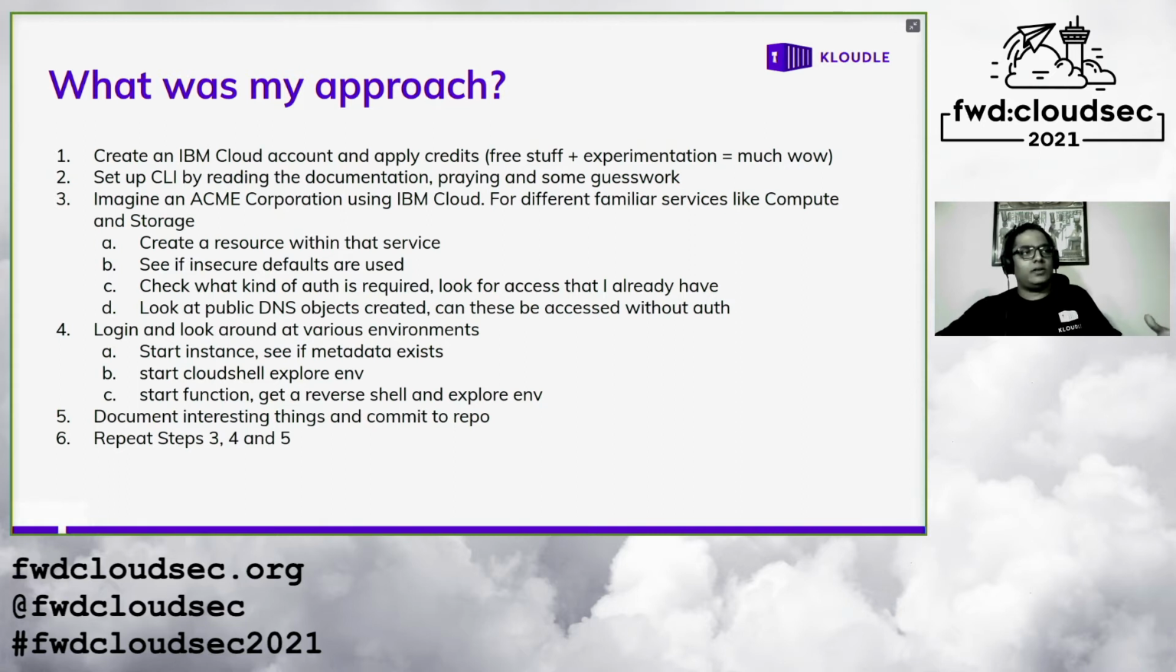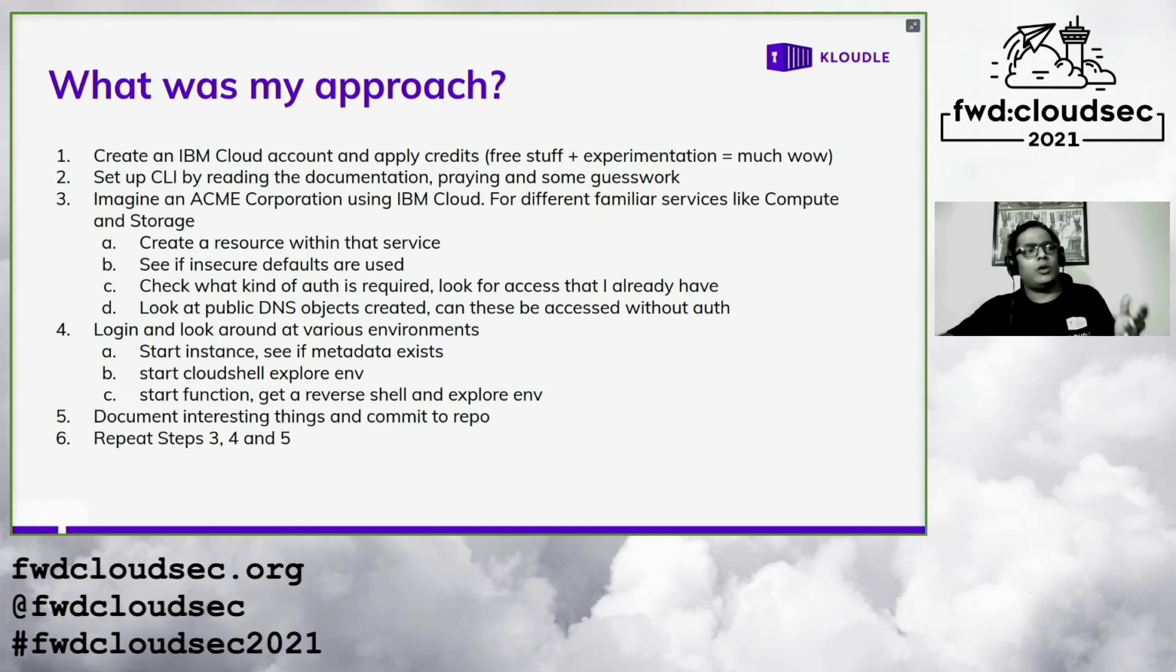Creating a resource within that service, seeing if any insecure defaults are applied, right? Checking what kind of authentication is required, looking for access that I may already have, and moving on from there. And interestingly, for a bunch of these services, compute or storage, the DNS, the public naming convention, becomes really useful because once you know the naming convention for a bunch of these services that are publicly accessible, you can then perform internet-wide searches using Google for that matter. And we'll take a look at some of these examples.